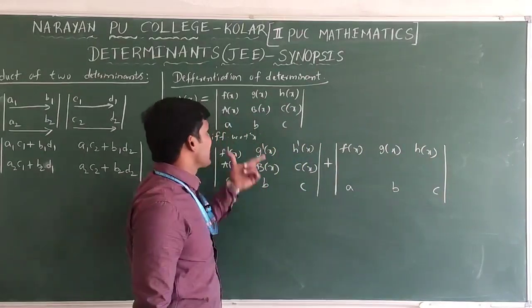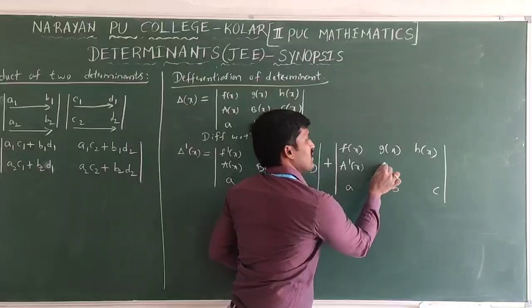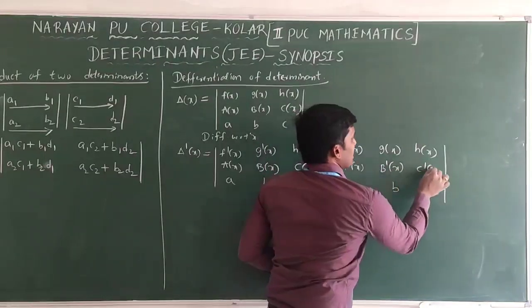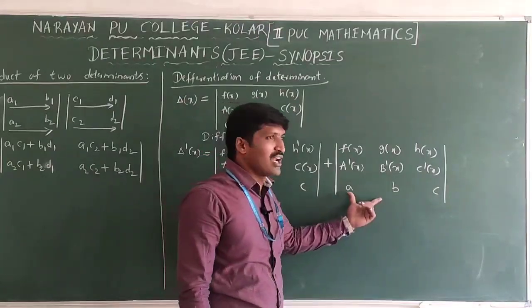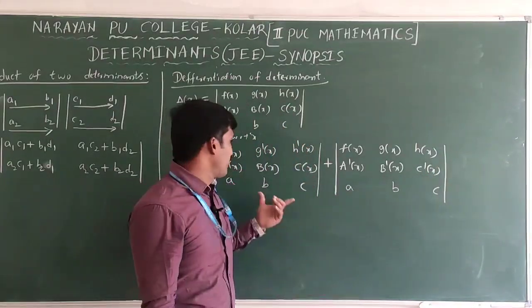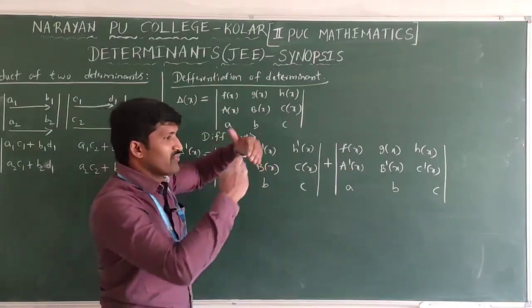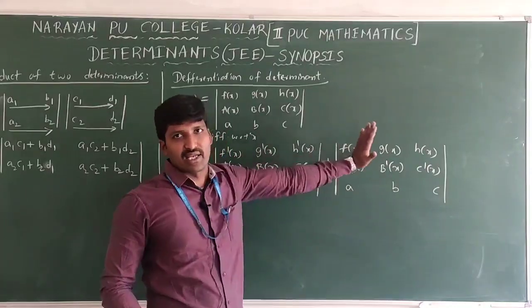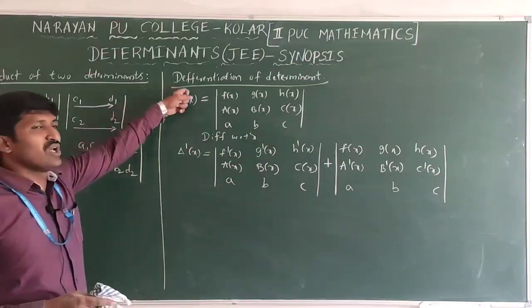Now we need to differentiate the second row. Second row: a dash of x, b dash of x, c dash of x. Here, differentiating the third row gives nothing. Reason, the third row elements are all constants. All elements are 0, so the determinant value is 0. Only where a function is there do we need to differentiate. Here one row we need to differentiate. Don't differentiate all at a time. And this is the differentiation of a determinant.